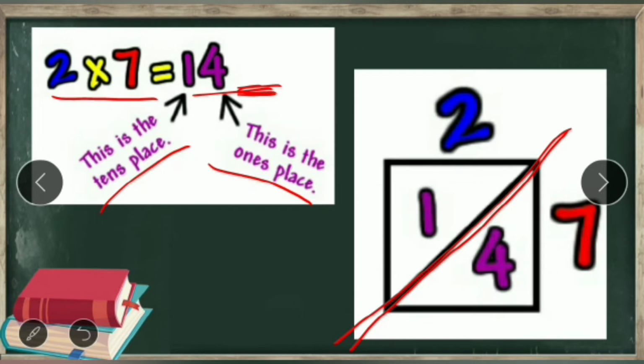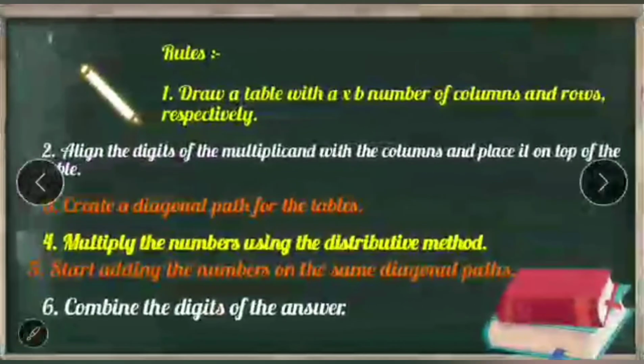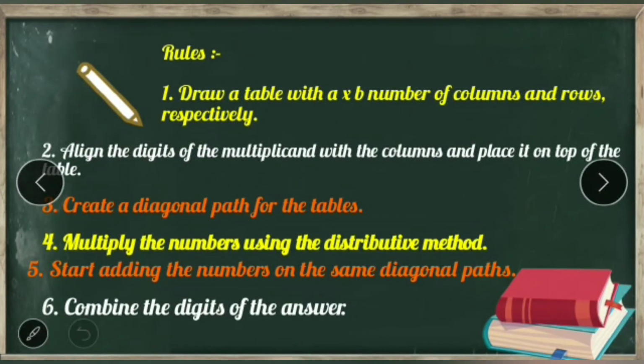But how to write in this square? The tens digit we will write in the upper part of the square. Like here we write 1 here, and the ones digit we will write in the lower side of the square. Here are some rules to do some bigger multiplication. We will see, take an example.